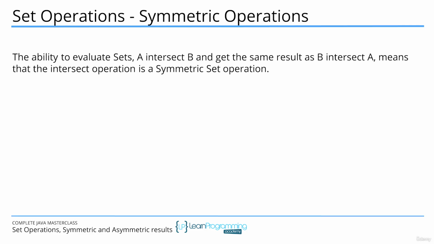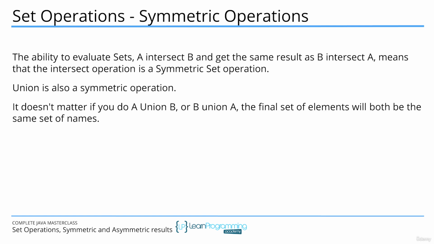The ability to evaluate sets A intersect B and get the same result as B intersect A means that the intersect operation is a symmetric set operation. Union is also a symmetric operation. It doesn't matter if you do A union B or B union A, the final set of elements will both be the same set of names.